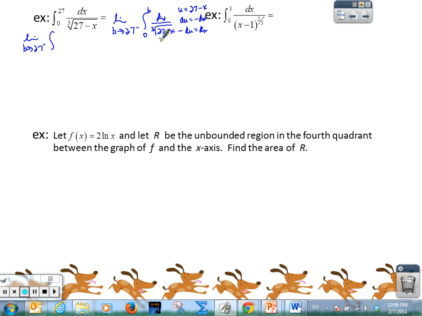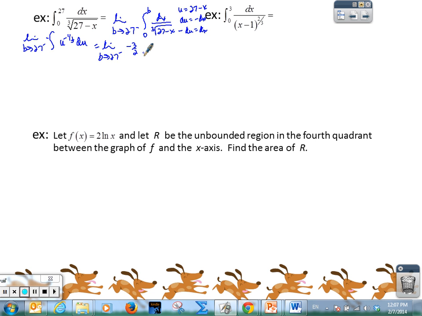This is what, u to the negative 1/3. And there's actually a negative outside this integral. And then du. Okay, so we do the antiderivative of that guy, and we get 3/2. Let's see, we add 1 to negative 1/3, and we get 2/3. So we're going to multiply by 3/2. So limit b goes to 27 from the left. We have a negative 3/2.